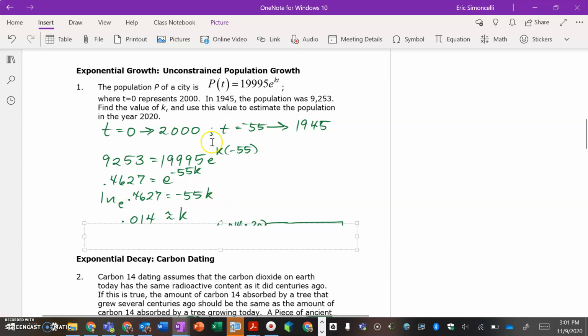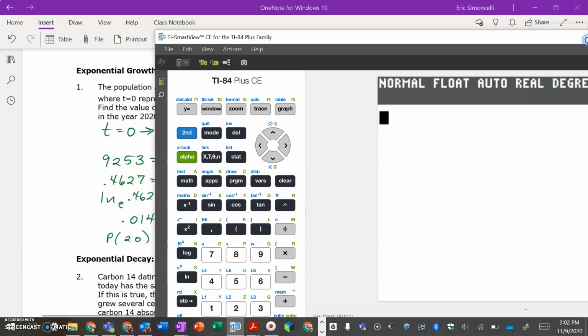And then you can go ahead and, because it asks you to not just find the value of k, use this value to estimate the population in the year 2020. So using the exact same equation, P of t equals 19,995 e to the 0.014 times 20 power, because we have, again, t equals 0 at 2000. So in the year 2020, t would be 20. We do the math, and in the year 2020, this population should be approximately 26,461.